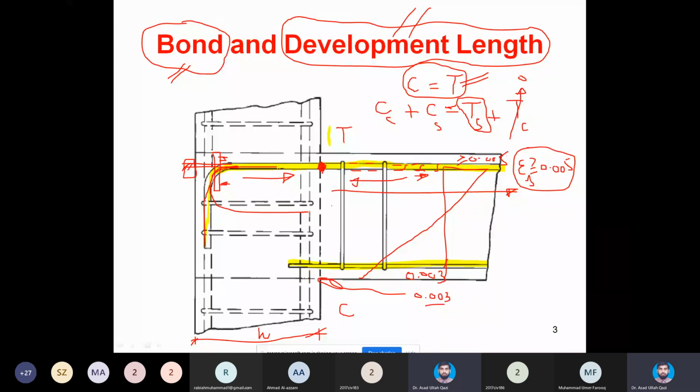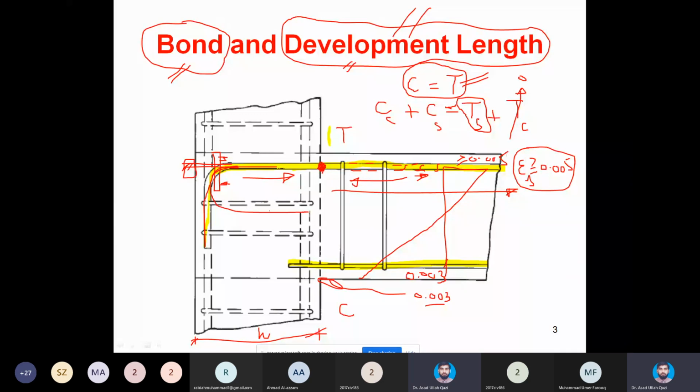So it means in order to let the steel yield, I must have a sufficient development length. Development length means that length which is required to get the steel yield. And I may have this length straight, or I may try to get this length by either using some mechanical anchorage or providing 90-degree bend or 180-degree bends.